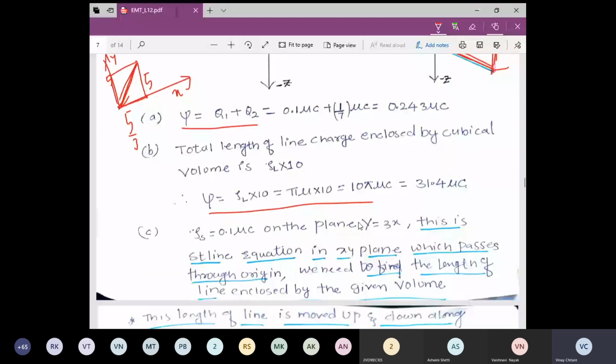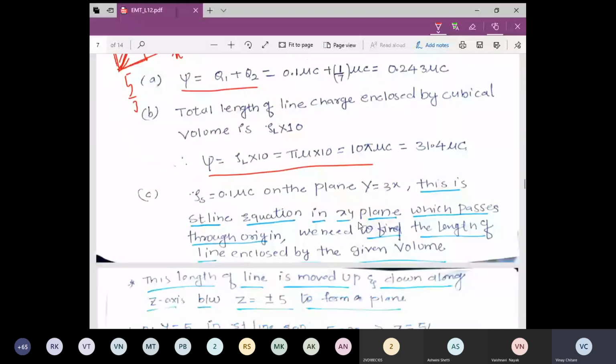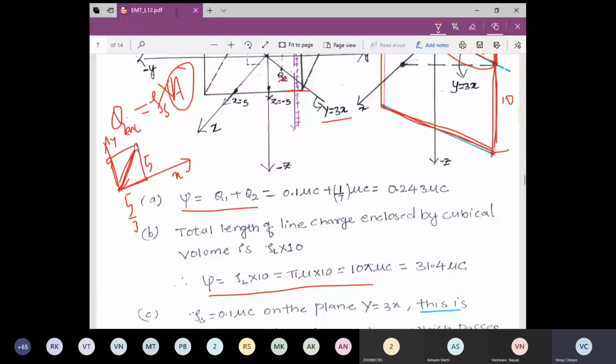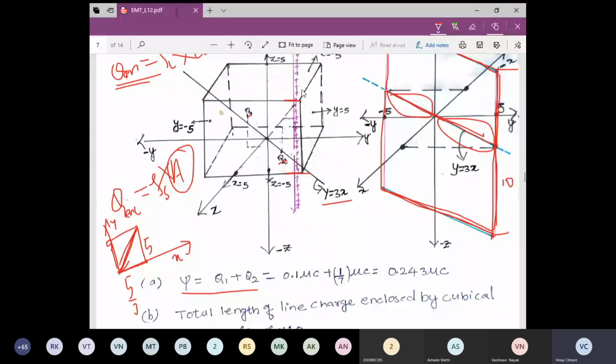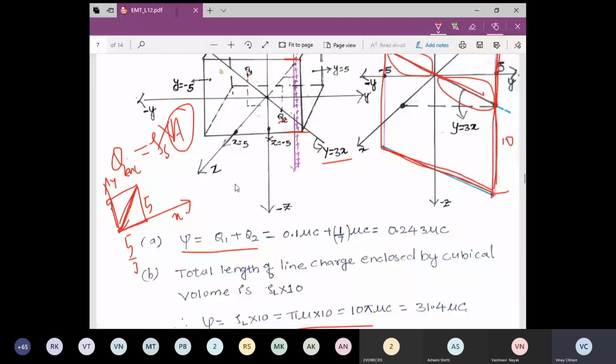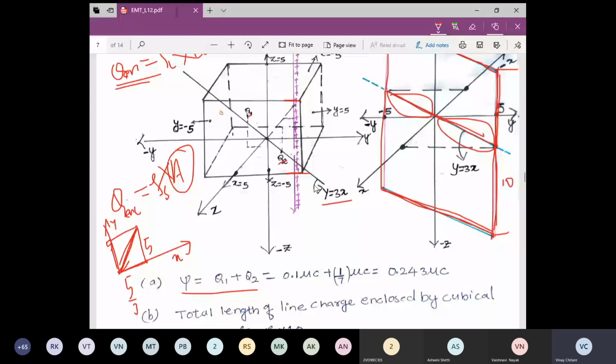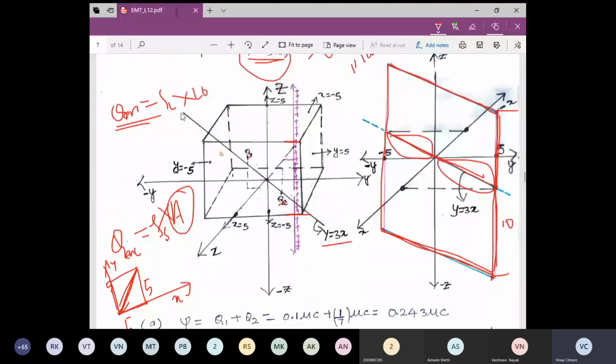Hence I substituted y equal to 5 in the equation of the straight line to find the corresponding value of x. If this plane was at y equal to 10, then I could have substituted y equal to 10 in the equation of the straight line. Is this point clear? You can even refer to this diagram. This is the equation of the straight line.